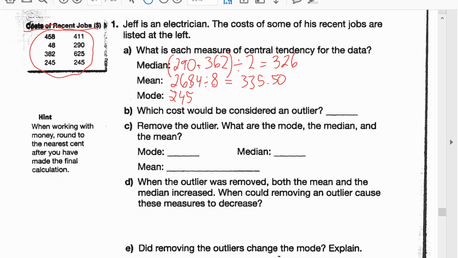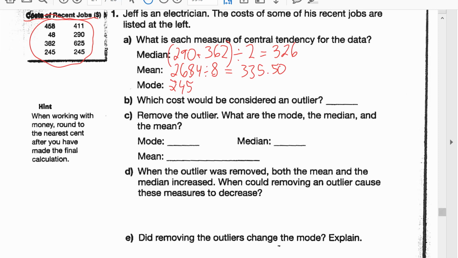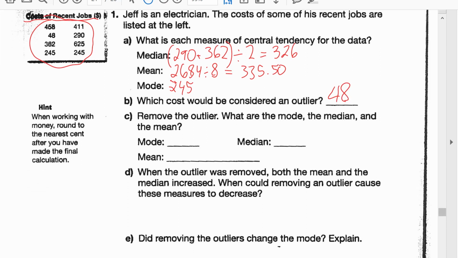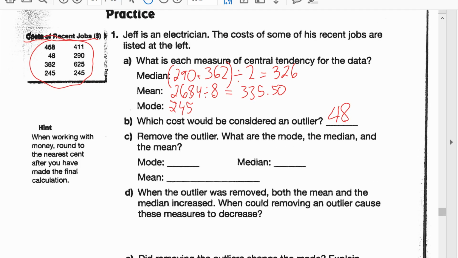Okay, which cost would be considered an outlier? Well, the $48, because there's nothing else very close to it. Remove the outlier. What are the mode, median, and all that other stuff? Okay, so the mode would still be 245. The median would be 365. No, 362.